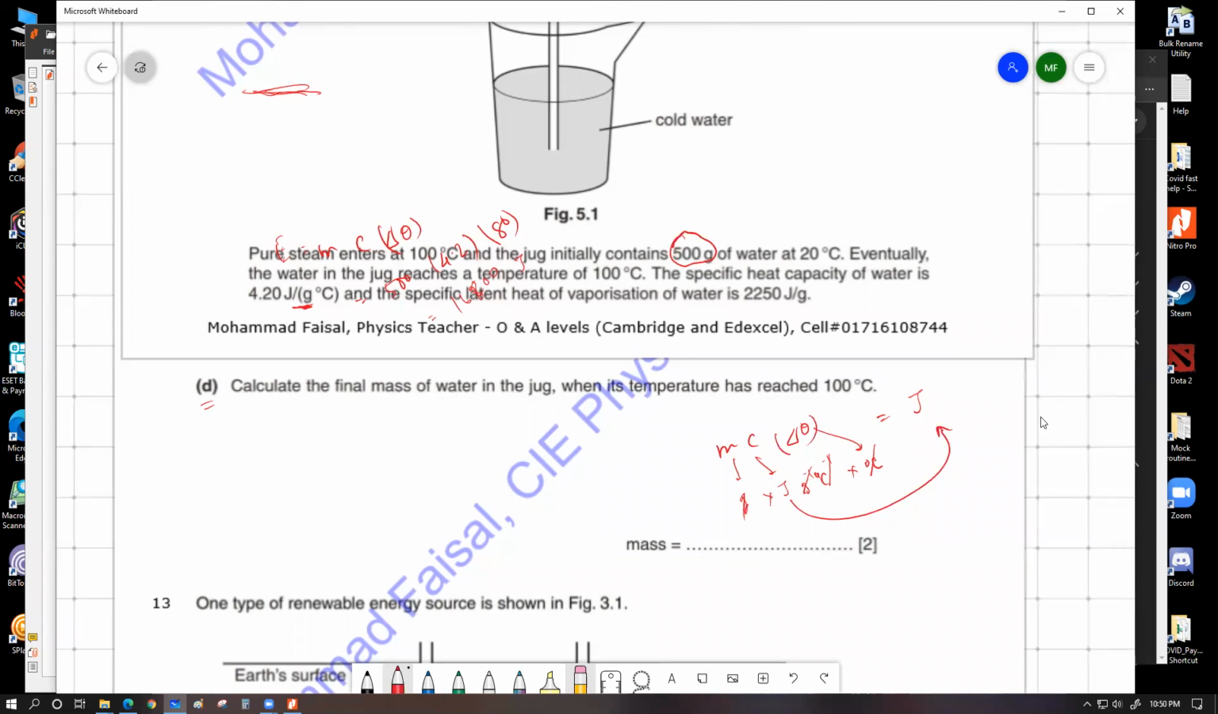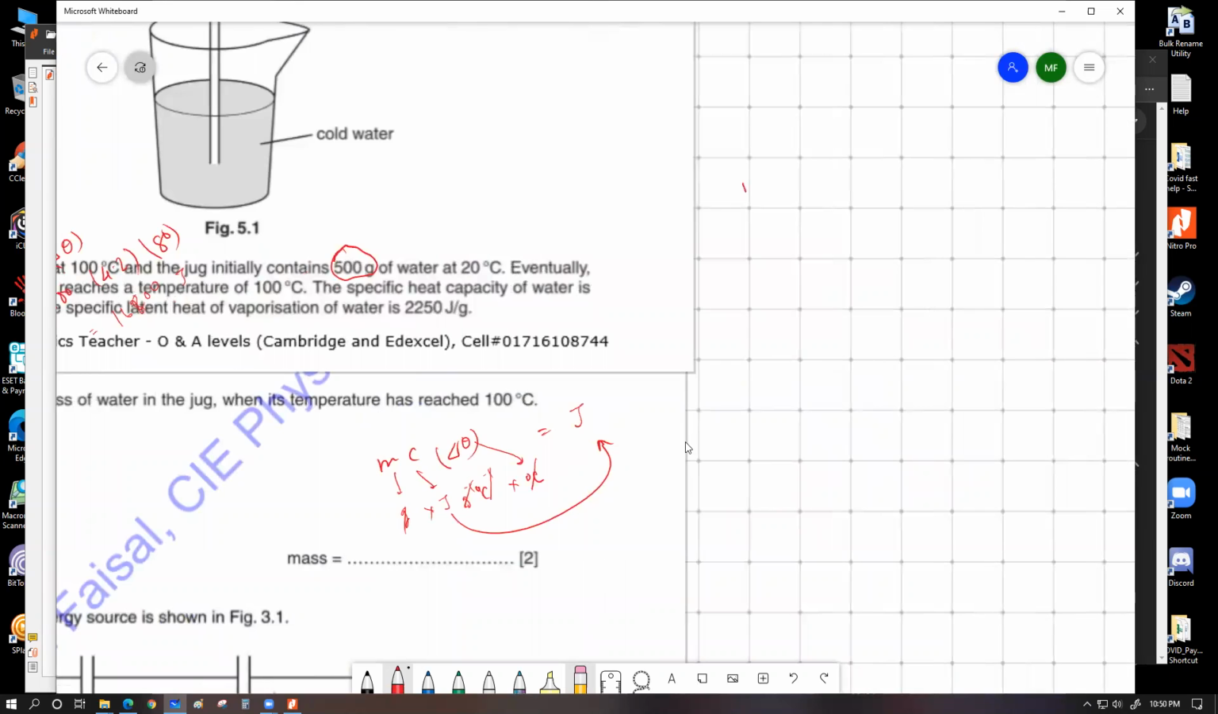So here's the deal. Let's say initially the water in the jug was 500 gram. Some mass of the steam will be converted into liquid water and get added to this mass. Our question is, how much is this? Because in the process of condensation, some steam would be converted into water, so the total mass of the water in the container will increase by a little. To sum this up, we first have to calculate this one.